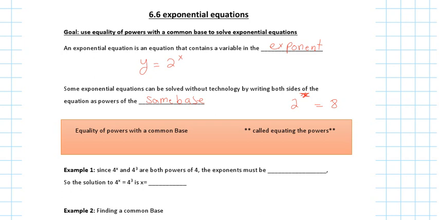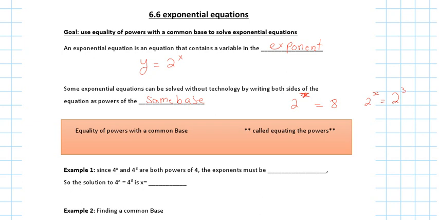2 to the power of x equals 8. I can put both sides of the equality as a base of 2. So that means I can change the 8 to a base of 2. 2 to the power of what gives me 8? 3. 2 to the power of 3. So basically, I can write this as 2 to the power of x equals 2 to the power of 3. I did not change anything. My equality is still the same, but I wrote it in a different way.